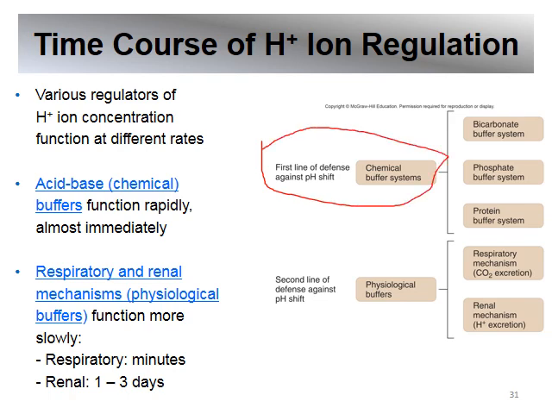On the other hand, respiratory and renal mechanisms function more slowly, so respiratory can take a few minutes to kick in, renal can take 1 to 3 days. So these are going to be long-term adjustments. You may start breathing a little bit more quickly or a little bit more slowly. Usually it's not even noticeable, or you may start to produce a more acidic or alkaline, basic urine.